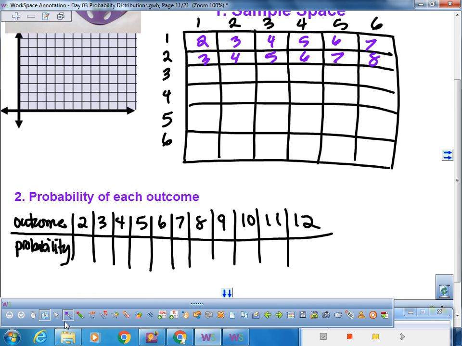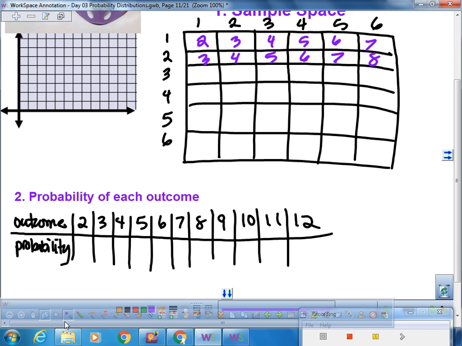When you have a total of 36, am I ever going to get another 2? If I add all these up, a 6 and a 1, a 6 and a 2, am I ever going to get 2? No, so the probability of getting a 2 is 1 out of 36. What about the probability of not getting a 2? The probability of getting at least a 3 would be 35 out of 36.